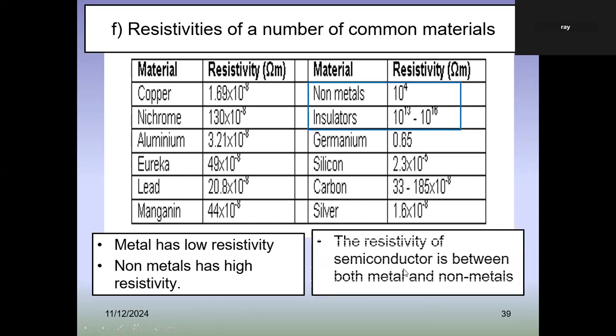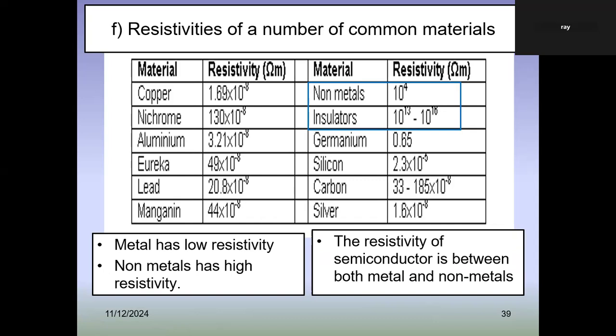Teacher, low resistivity heats up faster, right? Low resistivity means it has a high resistance, no? Means it heats up faster, is it? It gets hotter faster. Oh, okay.